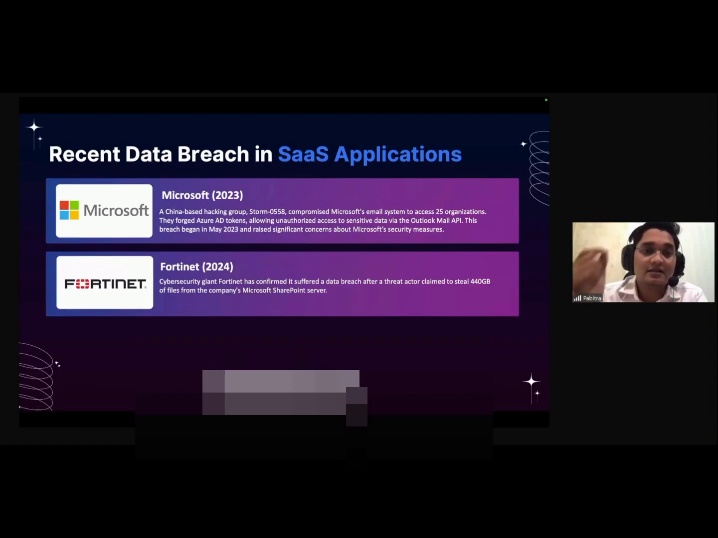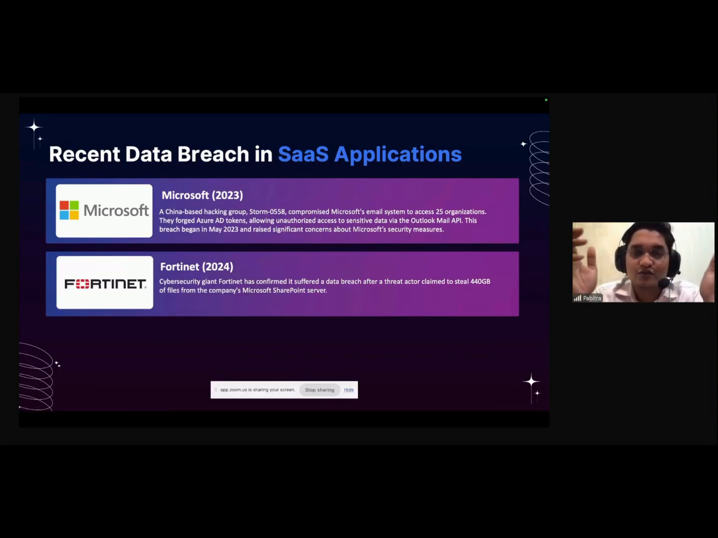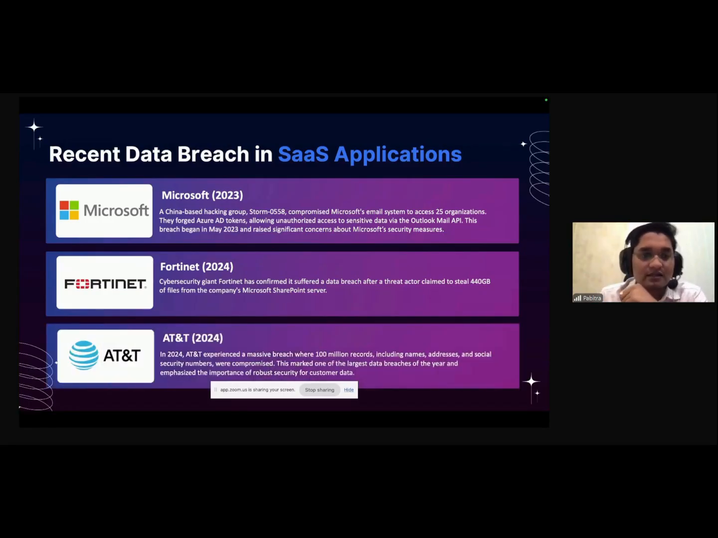The second is Fortinet. Fortinet is a cybersecurity giant, right? A hacker claimed, and Fortinet also confirmed, that there was a data breach of around 440 GB of data. And then there is AT&T. Recently in 2024 they also had a massive data breach where almost 100 million plus records, including name, address, and social security number, everything was compromised.